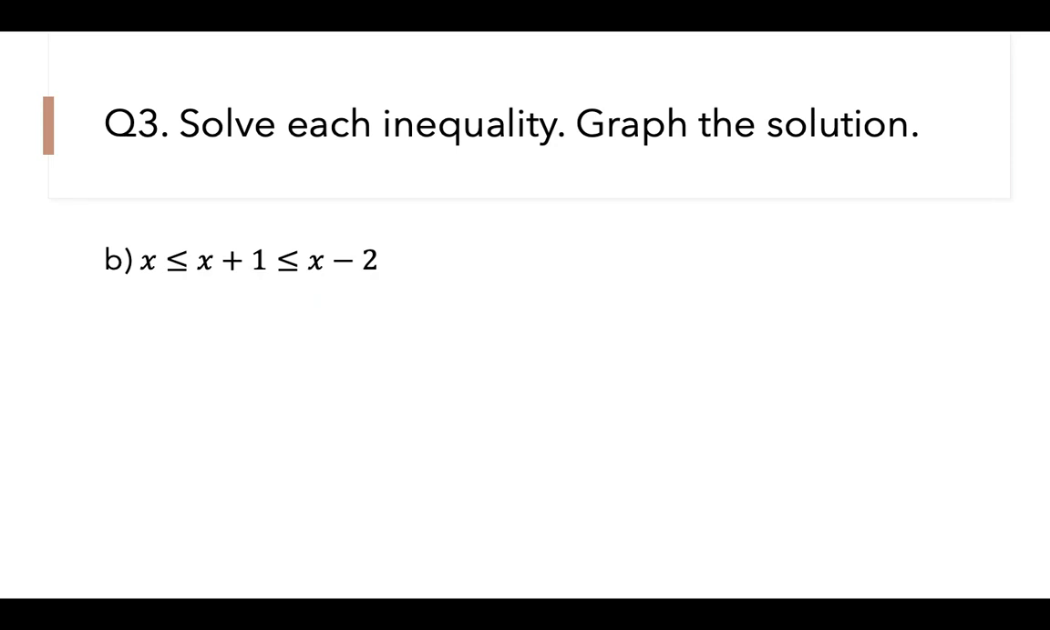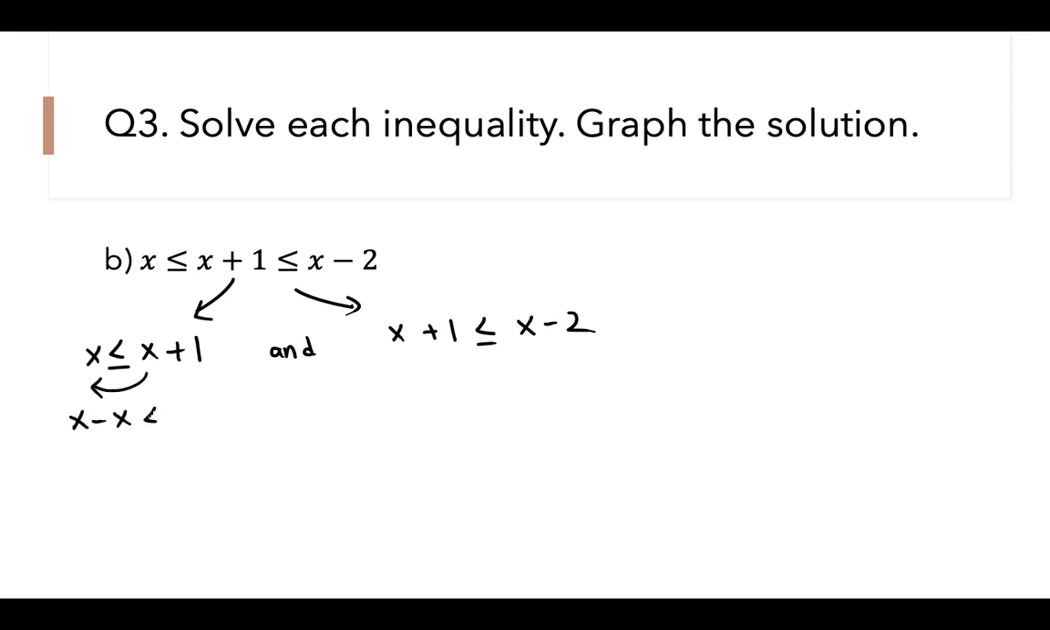Okay, next question. Solve the inequality. Again, this is a double inequality because it looks like we have x on the left side and on the right side. So first thing, you have to divide it into two sections. So x is smaller than x plus 1, and x plus 1 is smaller than x minus 2. Okay, so I'm going to move x to the one side this way. So x minus x, 1. So 0 is less than or equal to 1.